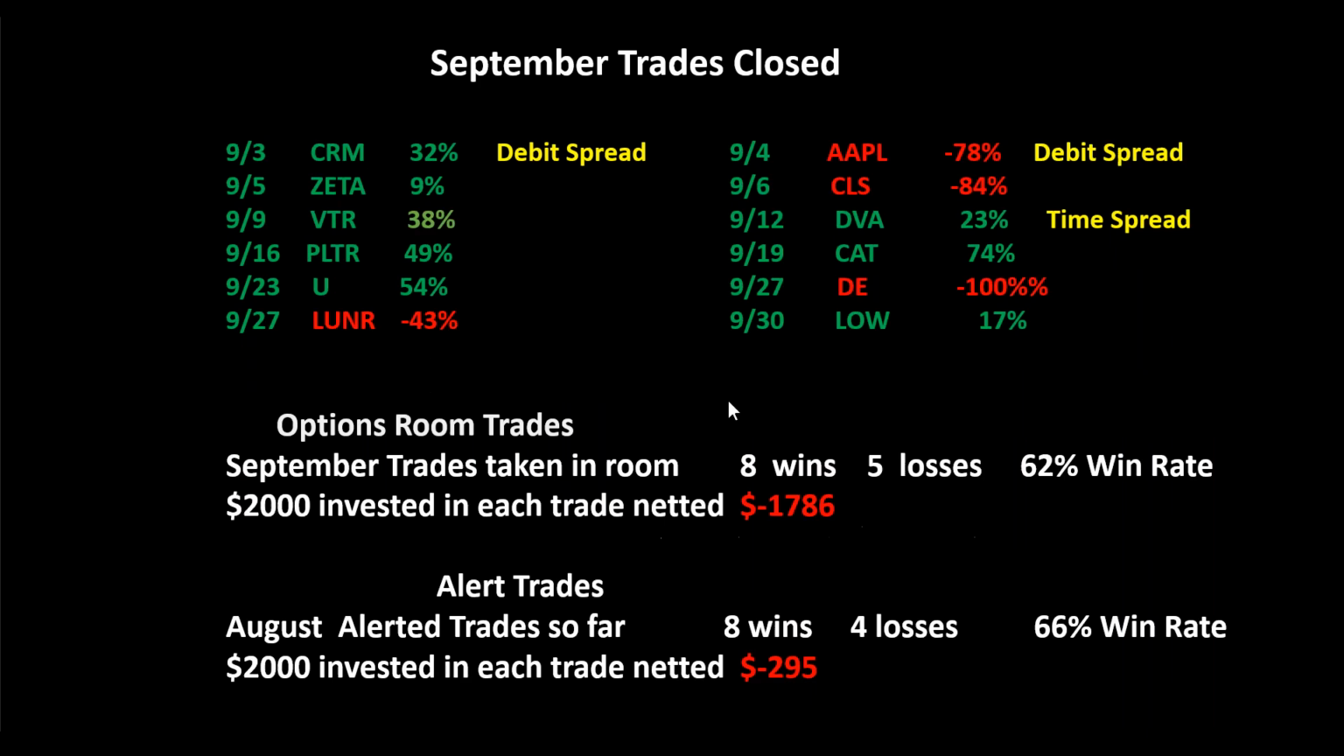August, about the same. This was our losing month last year. I wanted to put this up there to try to be transparent and say we did have a losing month. This is the only one, but this was our losing month in September. 8 wins, 5 losses, 62% win rate, probably the lowest win rate I've had in the last 4 years. But it wasn't very many trades. Tough month for trading. Lost 1786, lost 295 in the room.